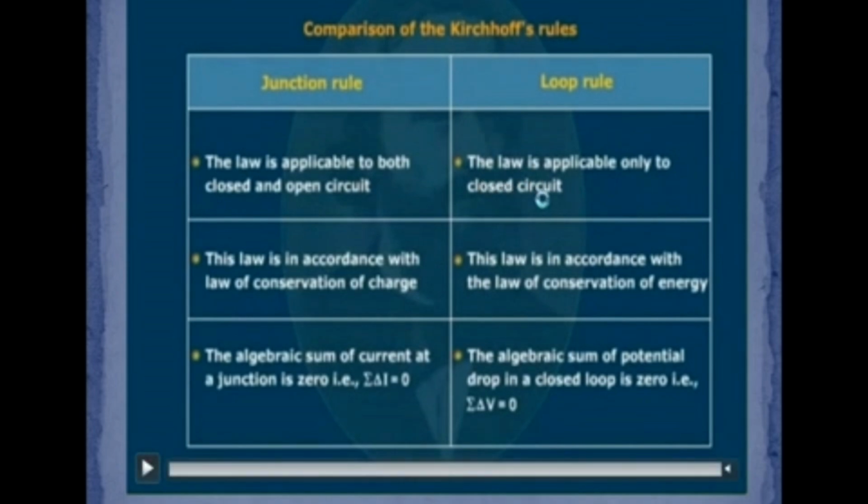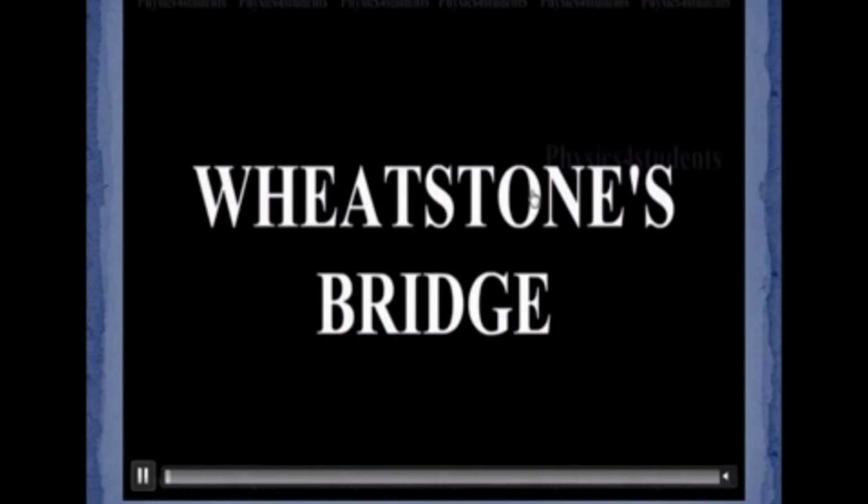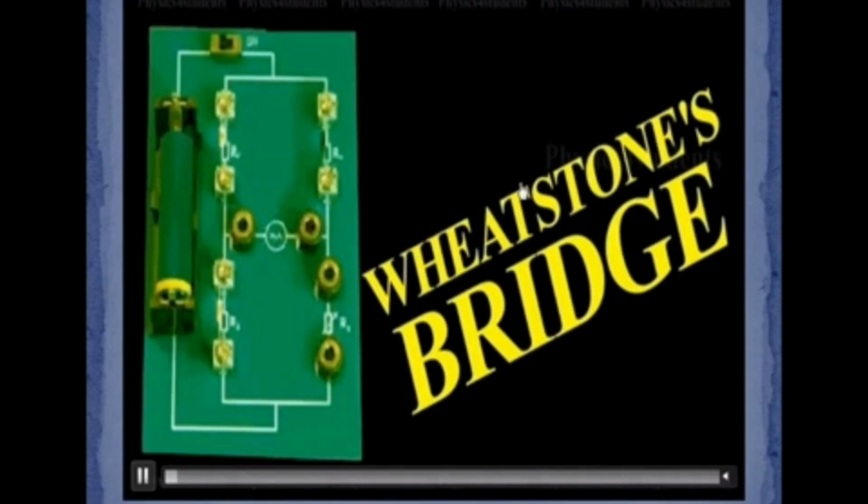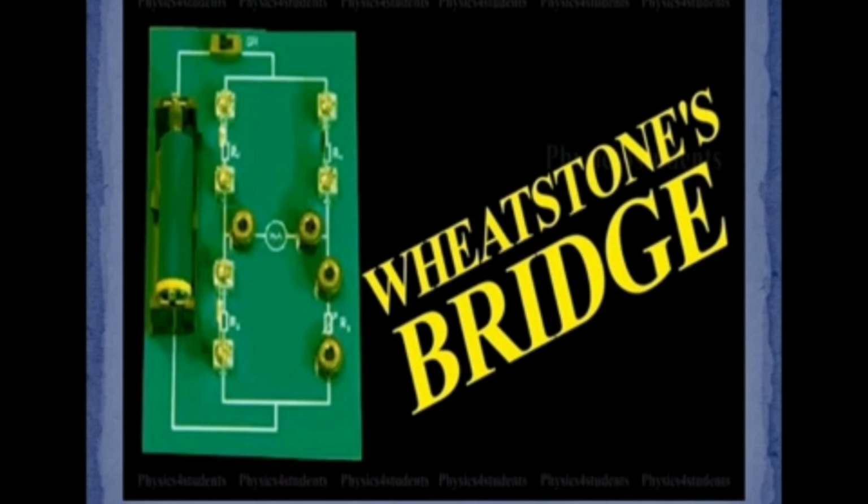Okay, next we are going to see the Wheatstone bridge. It is an important 5-mark question, asked regularly in all exams. We know Kirchhoff's first rule and second rule. Using the first rule and the second rule, we are now going to see how to calculate an unknown resistance using the Wheatstone bridge.